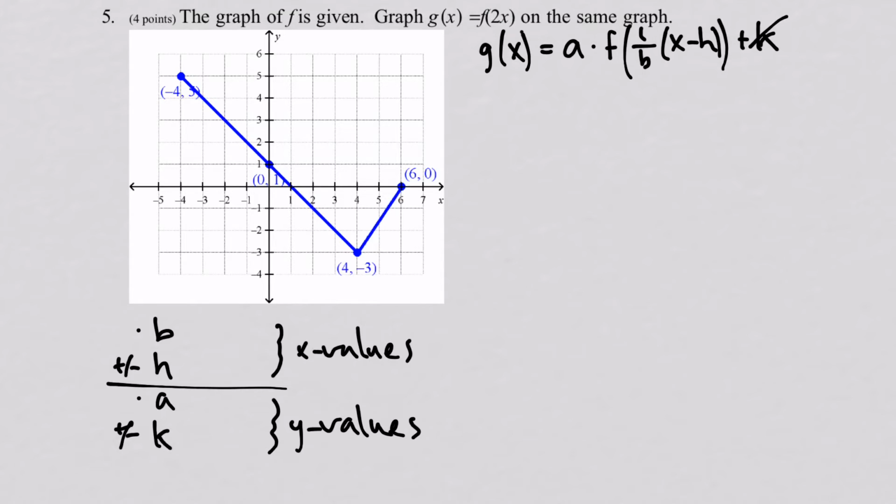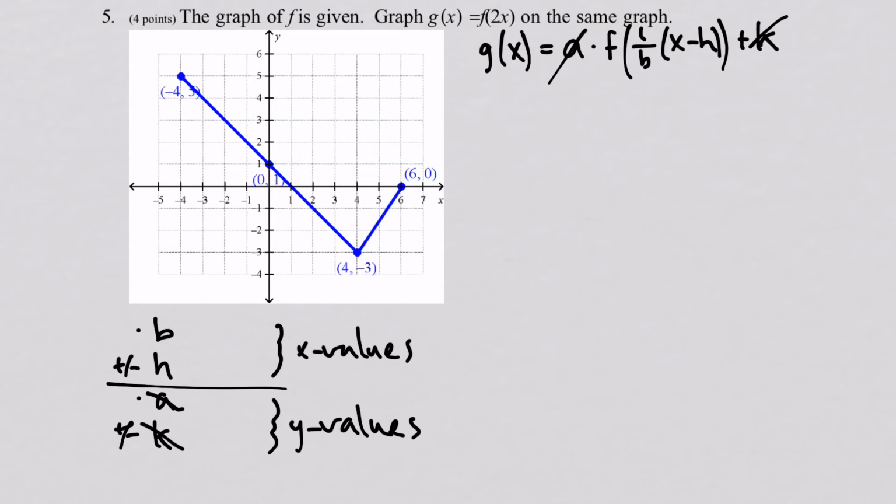It's also not a for the same reason, right? It's inside of the parentheses, so it has to be in here somewhere, which means that it's not a. So it's not a, or it's not k. So that means that it's going to affect the x values of my graph, okay? It's going to have to affect the x values because it's either b or h.